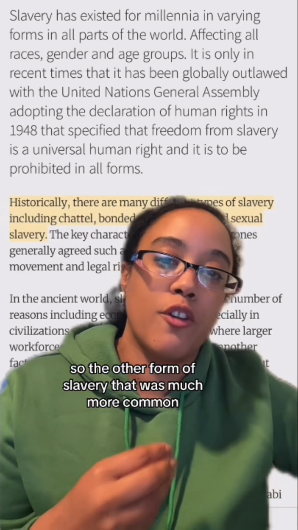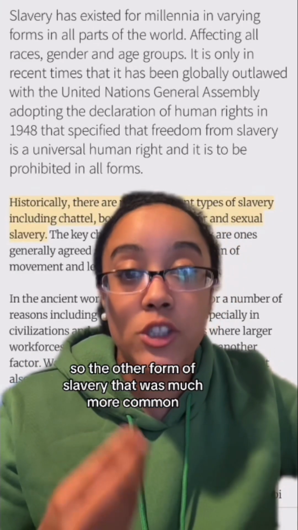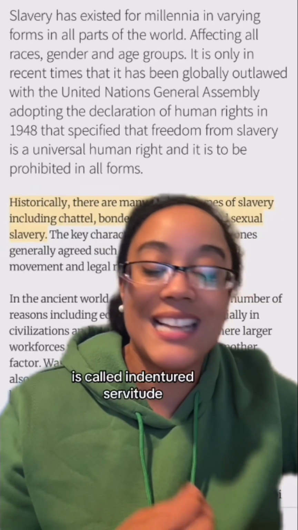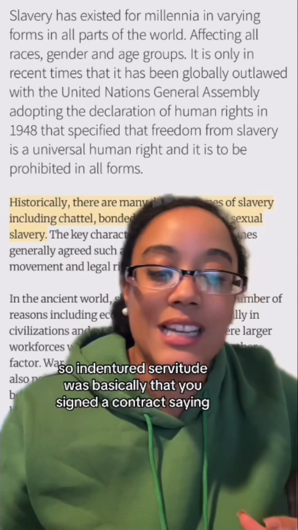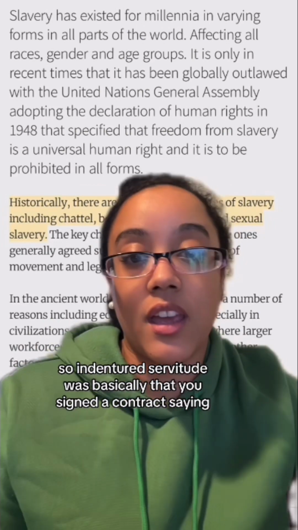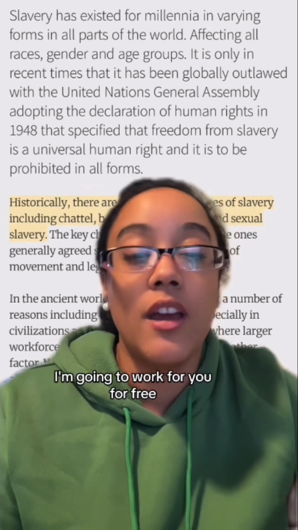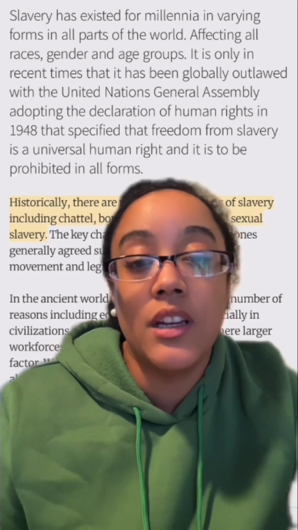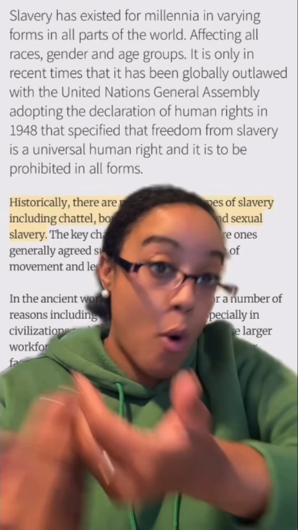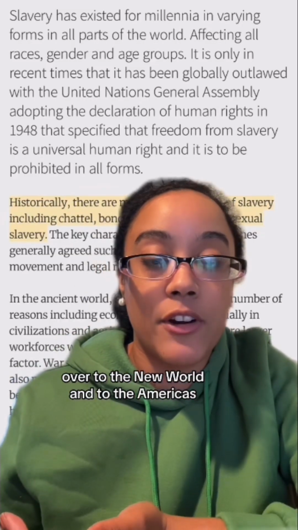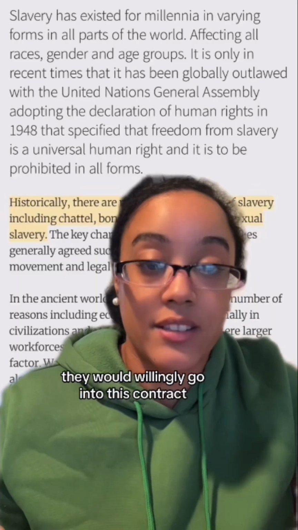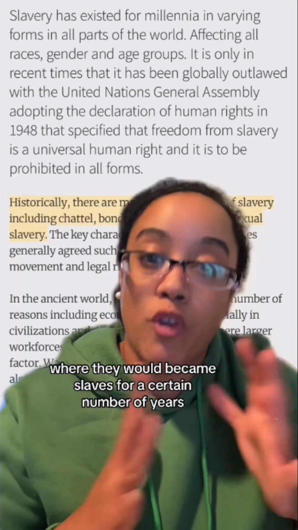So the other form of slavery that was much more common, and is even spoken about in the Bible, is called indentured servitude. Indentured servitude was basically that you signed a contract saying, I'm going to work for you for free for X number of years. And usually people did this in order to come over to the New World, or to the Americas. They would willingly go into this contract where they became slaves for a certain number of years.